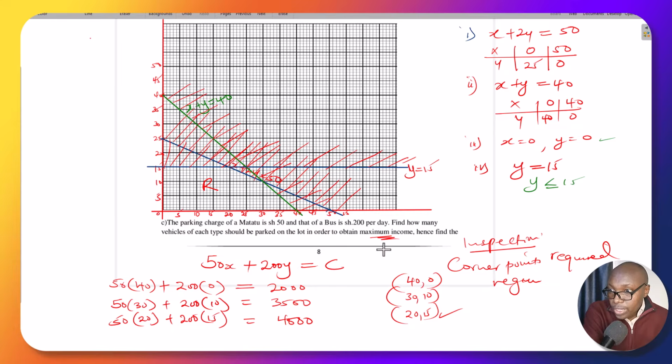So, which one gives the maximum? It is this one that has 4,000, and that is when we have 20 matatus and 15 buses. So how many vehicles of each type? So it is 20 matatus and 15 buses. That is how you're supposed to solve that question.